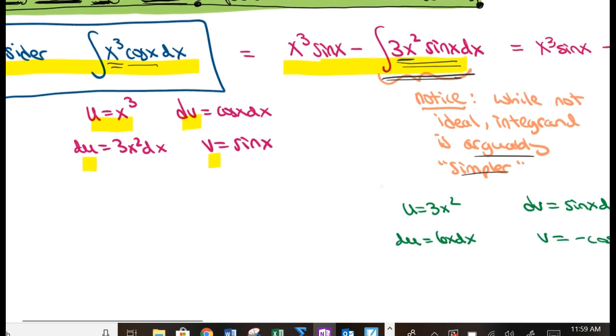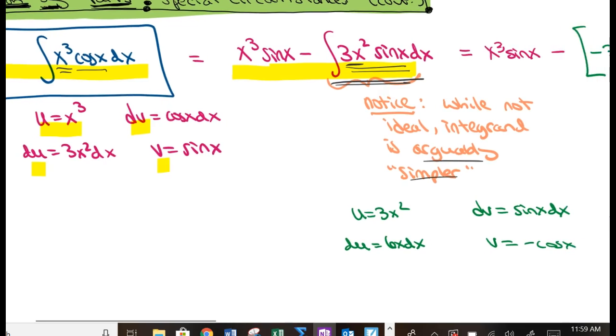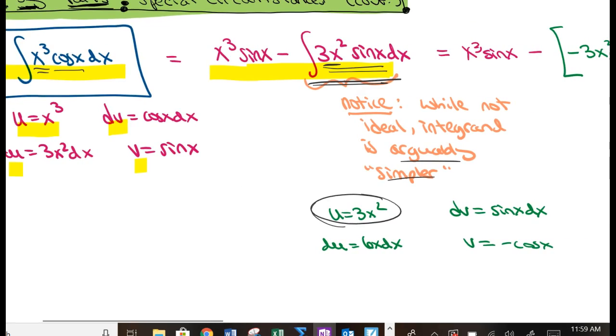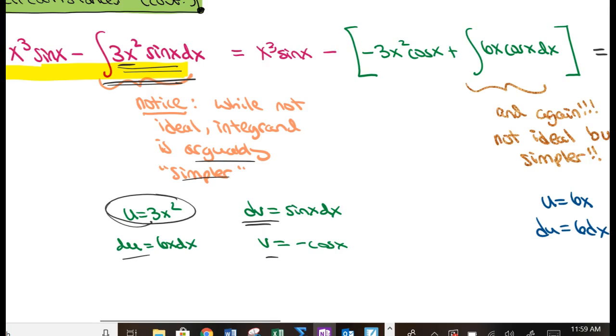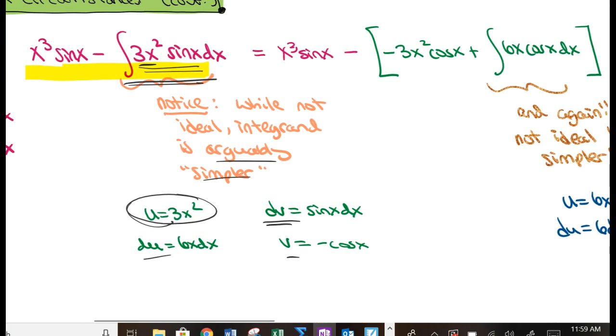So look down here in my green now. When you use parts again, here's your choice of u and here is dv. And when I find du and v, I get now this. Now notice here, I try to color code. This here is from here. And then here's minus the, and then in green right here, this is the second parts.